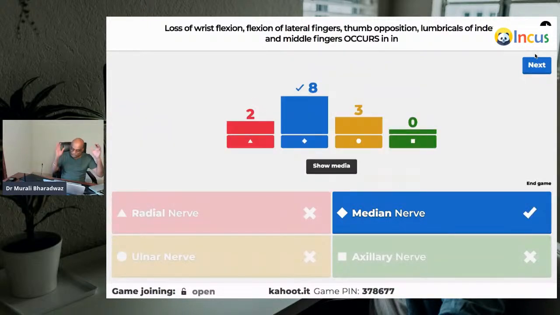Wow, very good. 8 of you are right. Once more, I'm telling you, doctor: median, ulnar, radial, musculocutaneous, axillary. Kabhi NEET PG hua kya? Without these topics, definitely aane wala question hai.